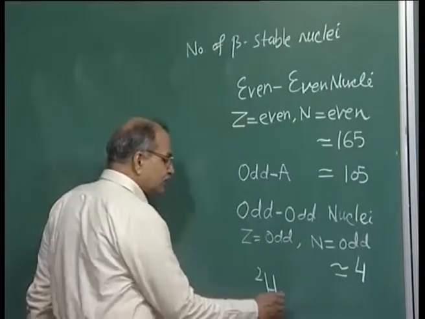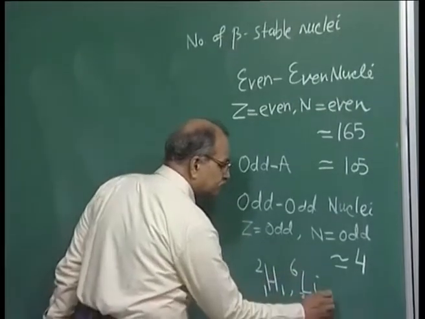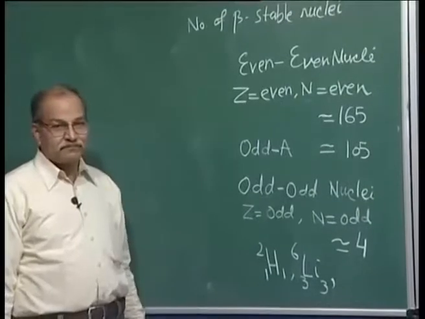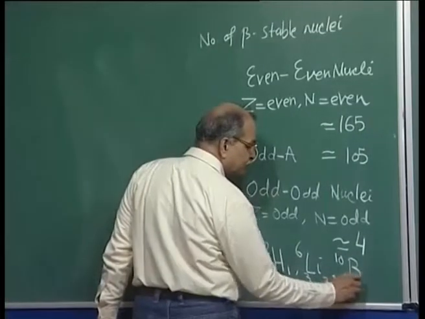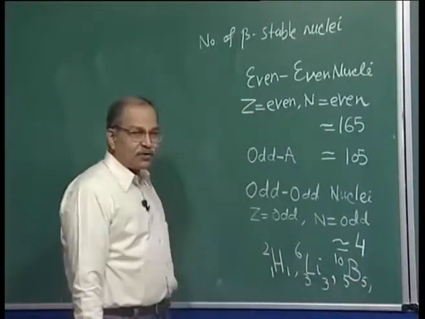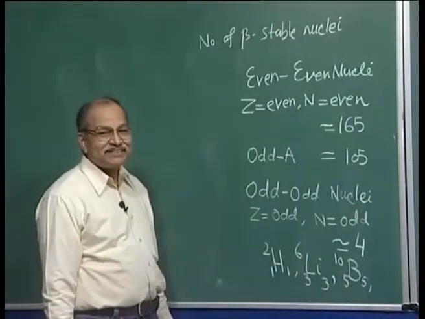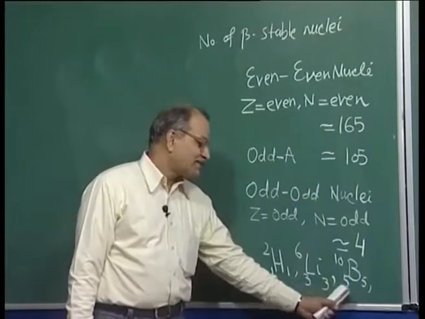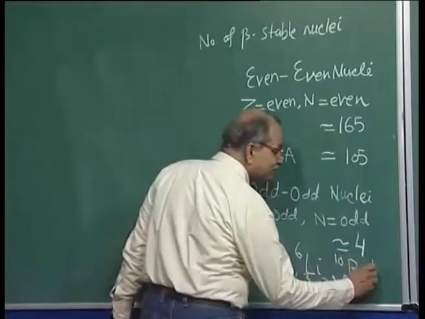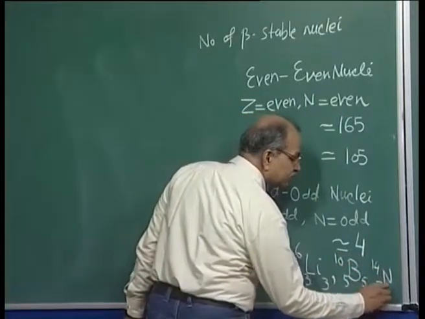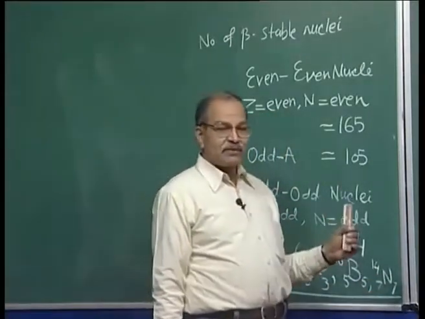Next will be Z equal to 3, lithium: 3 protons, 3 neutrons, lithium 6, stable. Then boron 10, with 5 protons and 5 neutrons. And what is the 4th? Next in the series, Z equal to 1, Z equal to 3, Z equal to 5, Z equal to 7, what element is this? Nitrogen 14. These are the only 4 odd-odd nuclei.